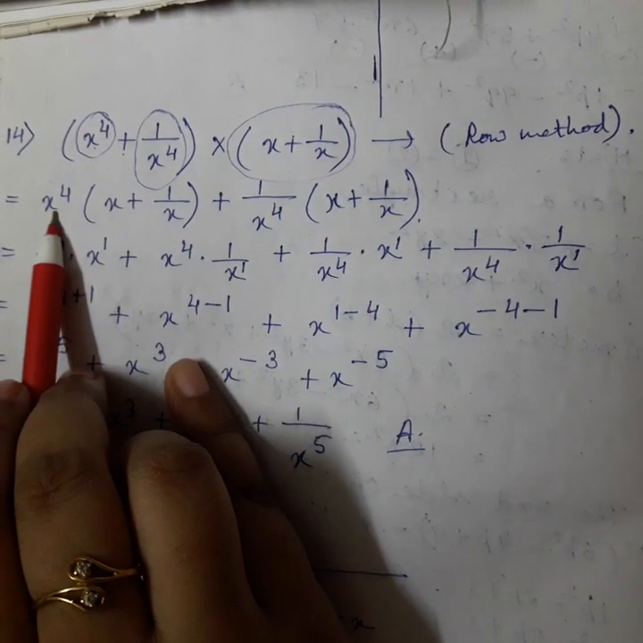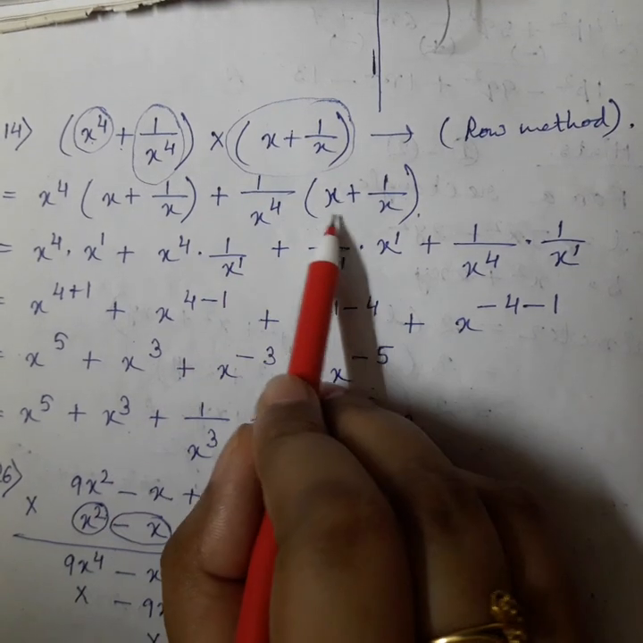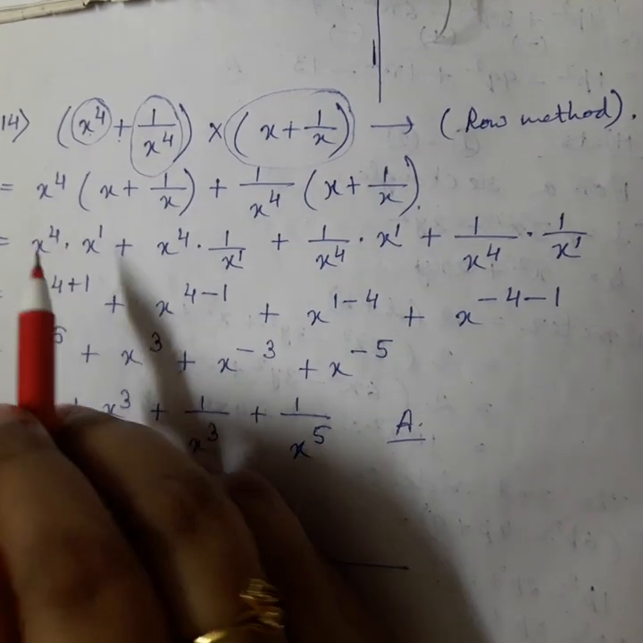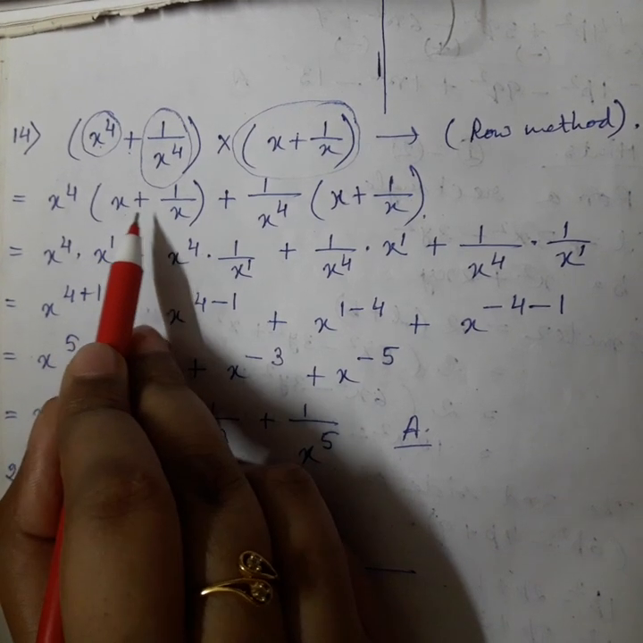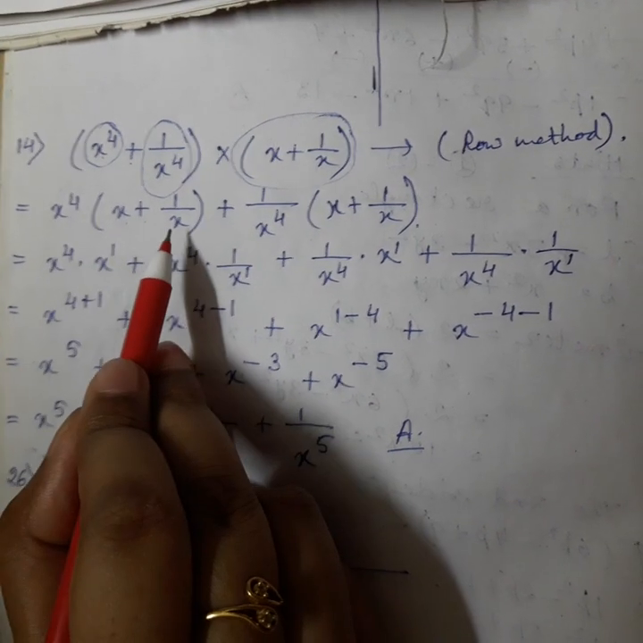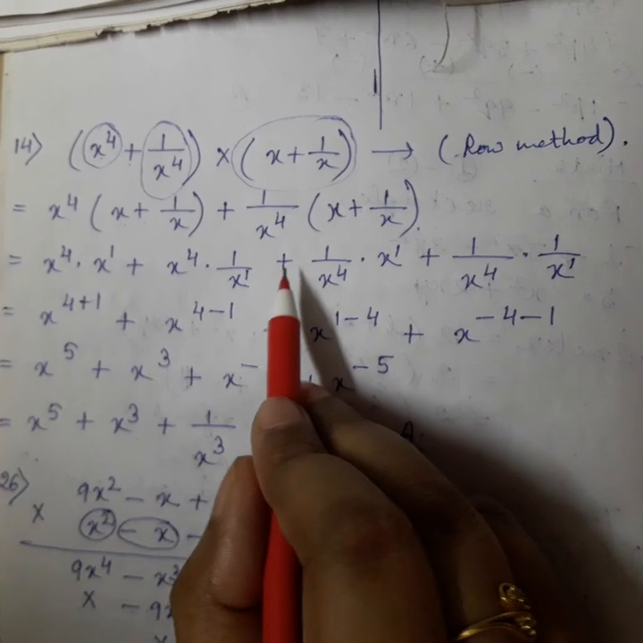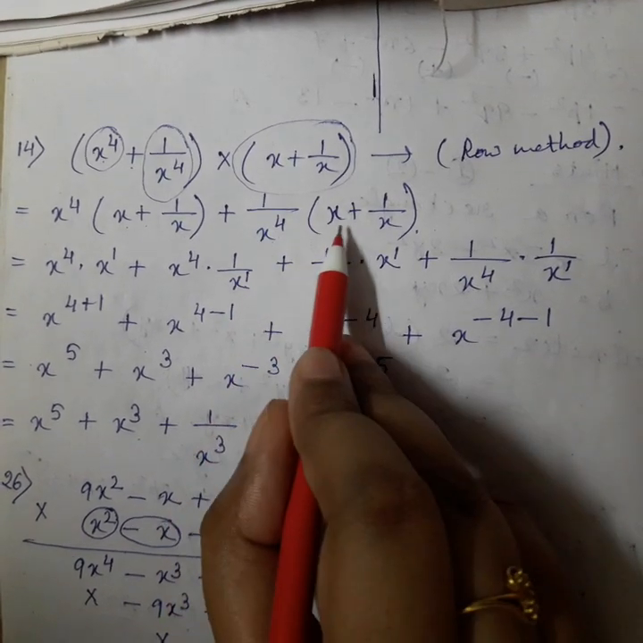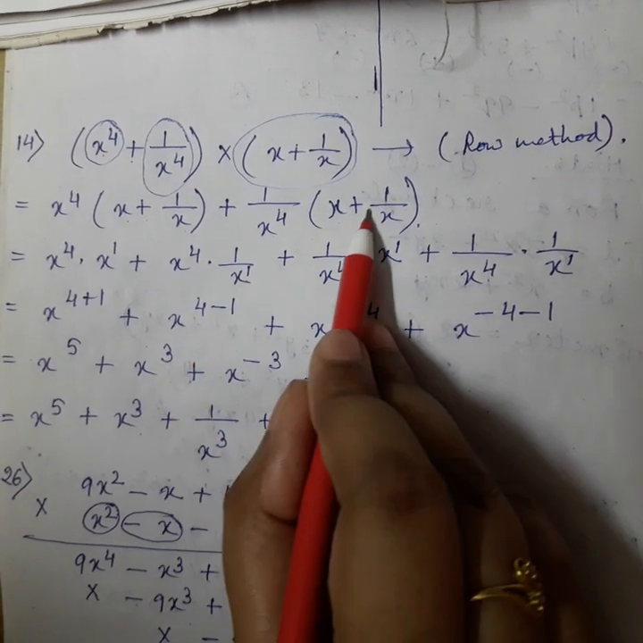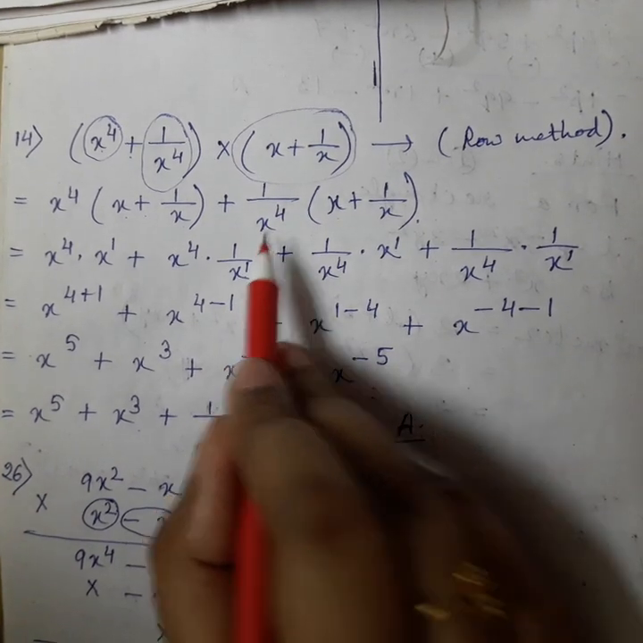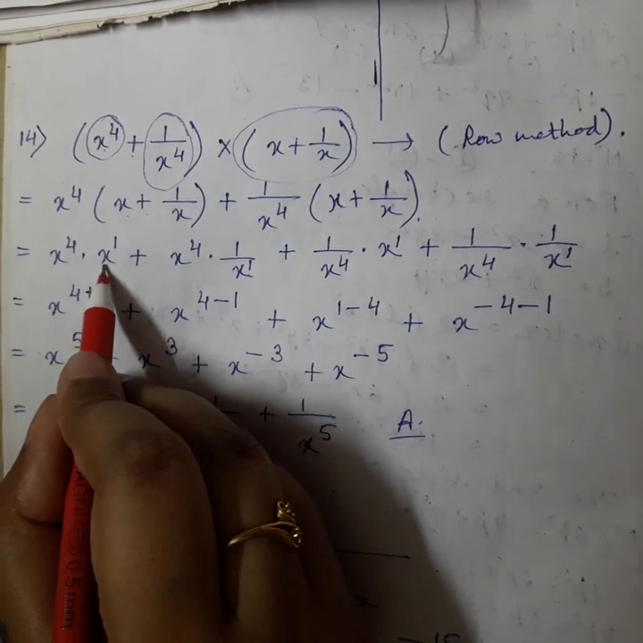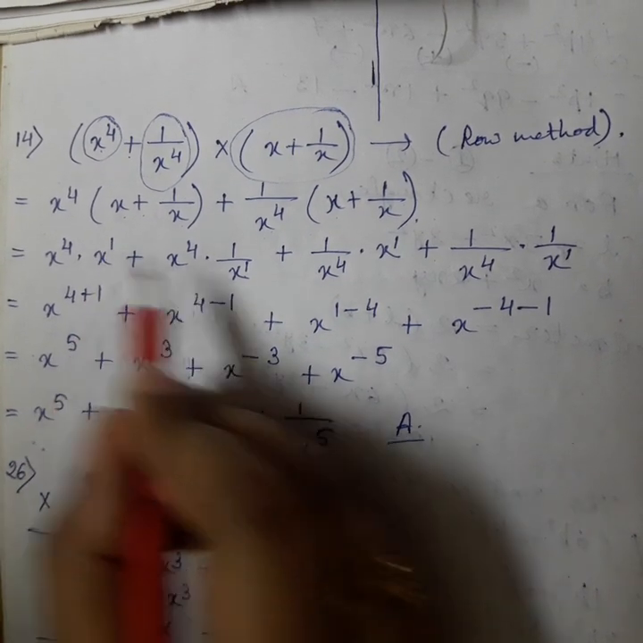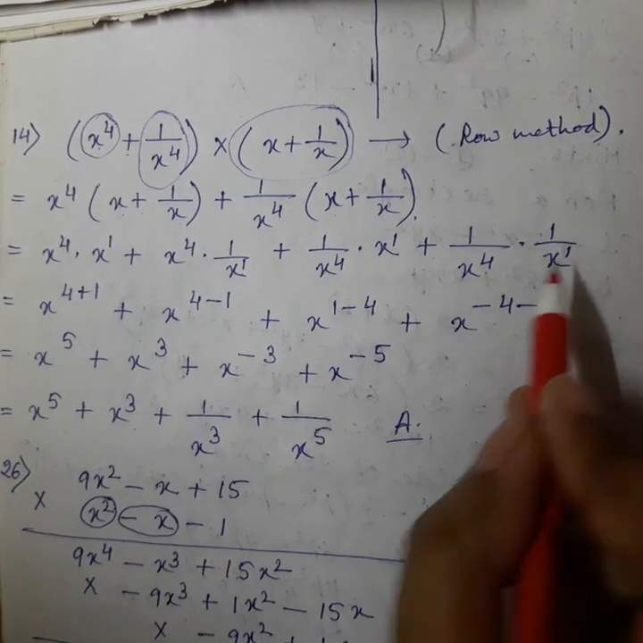Now x to the power 4 into this plus 1 by x to the power 4 into this. Now we have to split this bracket: x to the power 4 into x plus x to the power 4 into 1 by x, correct? Plus 1 by x to the power 4 into x plus 1 by x to the power 4 into 1 by x. Now x means x to the power 1, so in all places I have put 1.